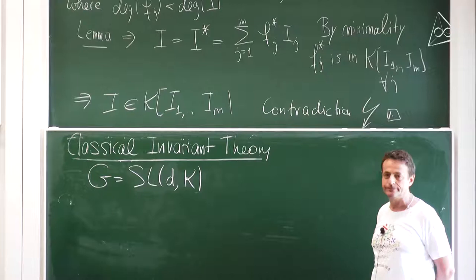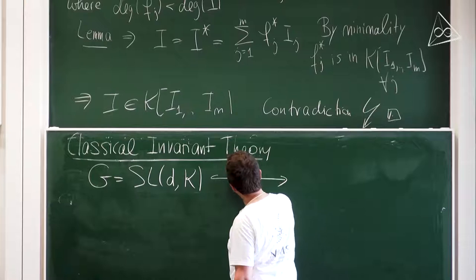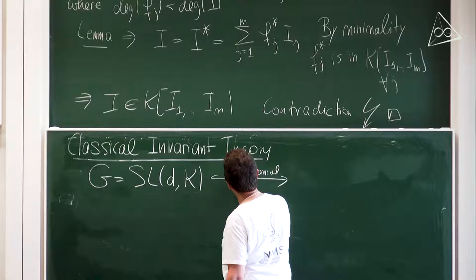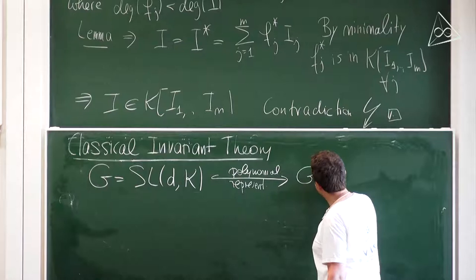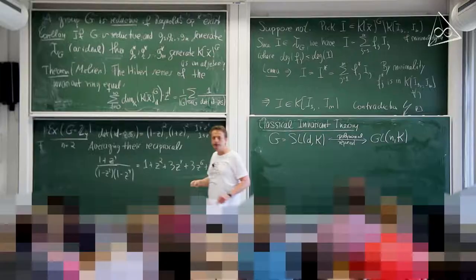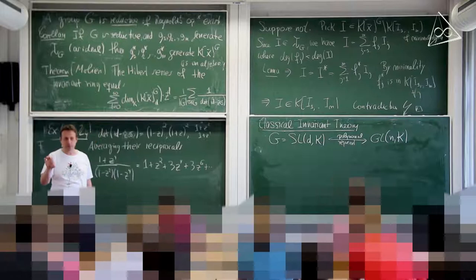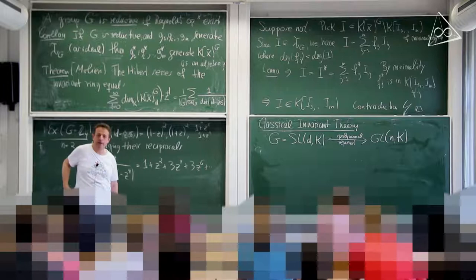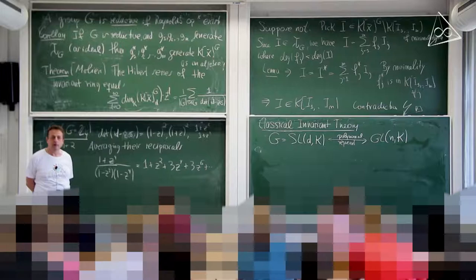Then this abstract group comes with a representation, typically a polynomial representation, into GL_n(K). Think of d as small and n is big, right? You have the group of small matrices with determinant 1, but you represent them in some higher dimensional space. Now, how should you do this? What kind of representations are there?